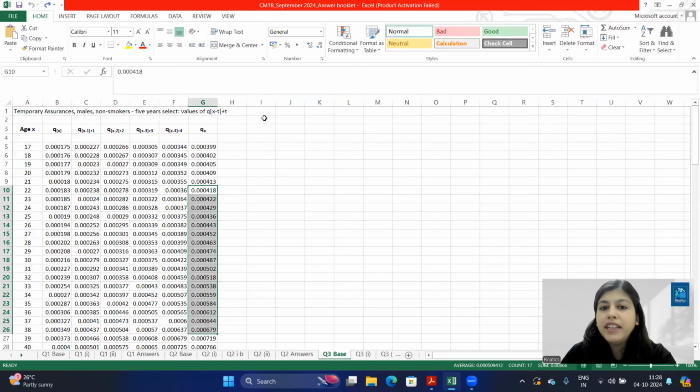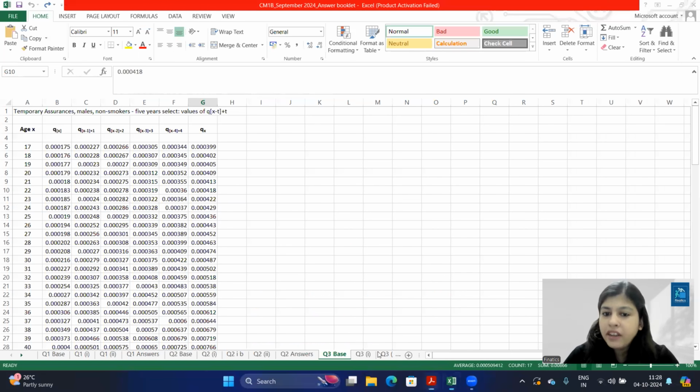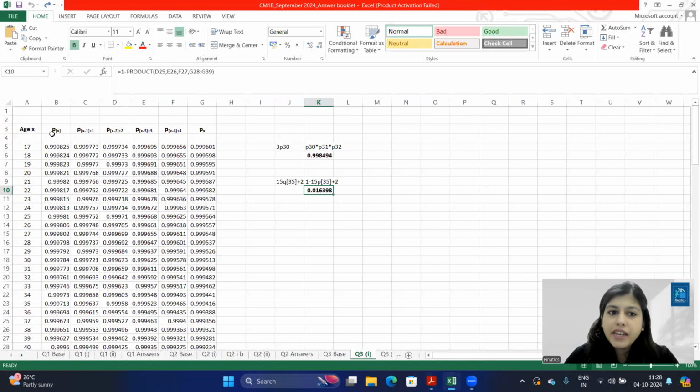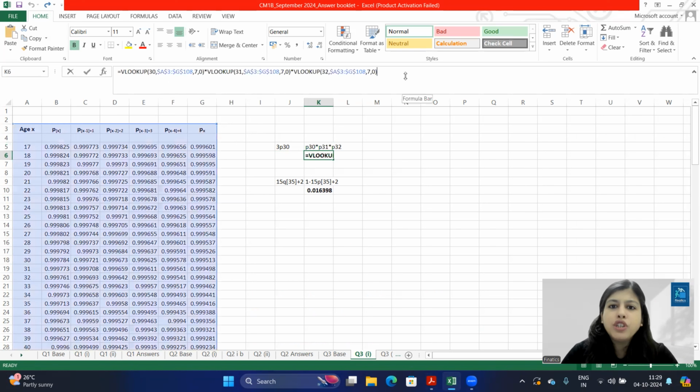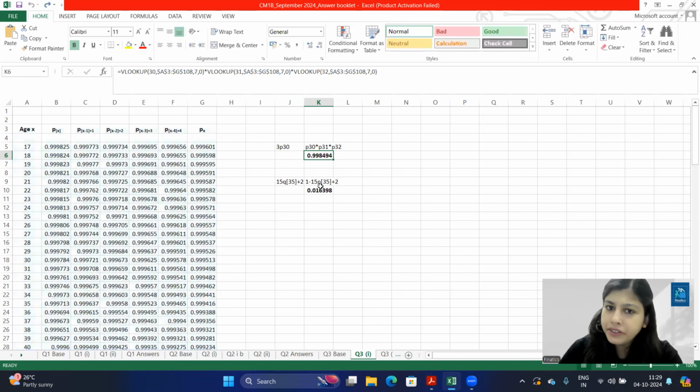Now 3p30, there is no select. Okay, it's only 3p30 ultimate. So when I calculate 3p30, I saw that the sheet says you to calculate, so all these are just 1 minus the probabilities, nothing else. 3p30 would be p30 into p31 into p32 by the consistency principle. So you just did a VLOOKUP to the entire sheet for p30, 31 and 32 and all from the 7th column because these are all ultimate. Okay.